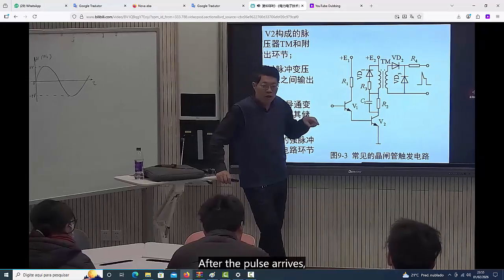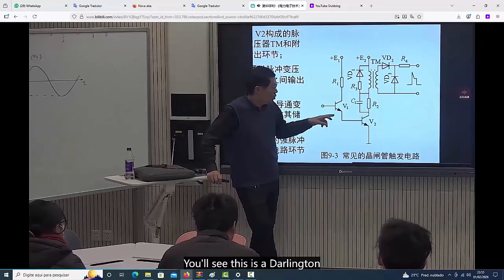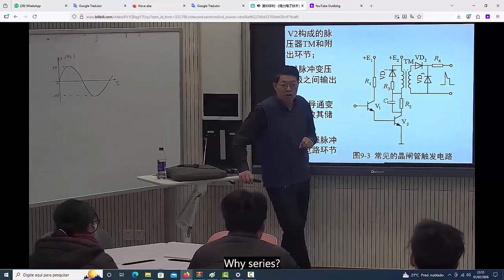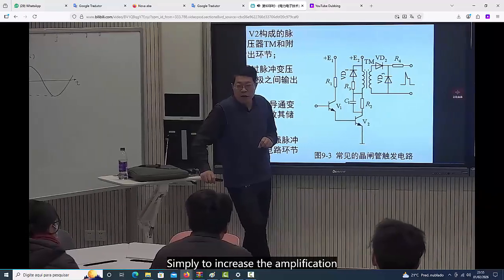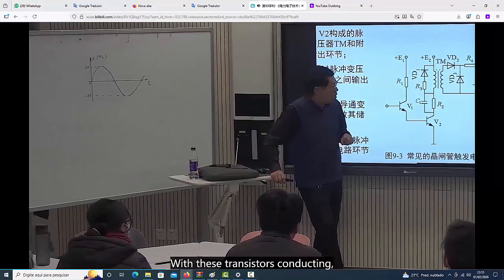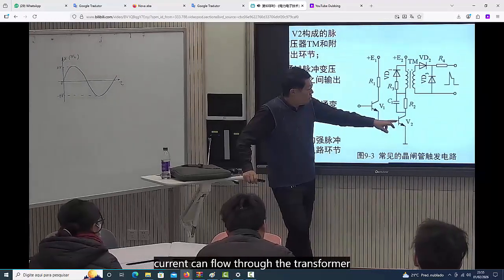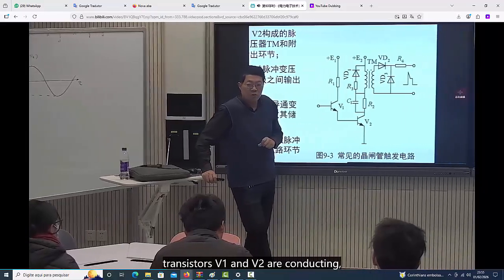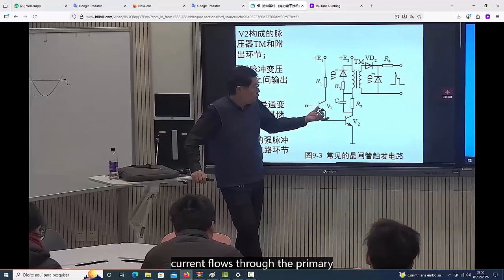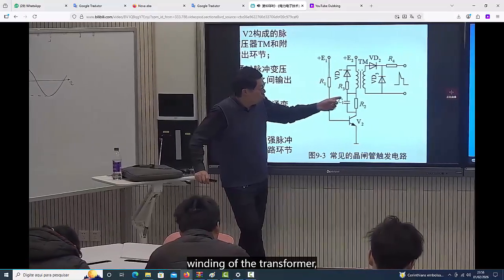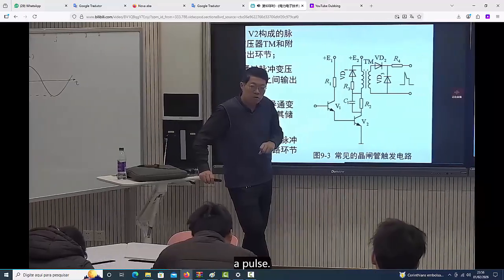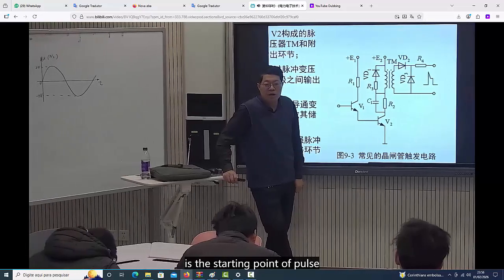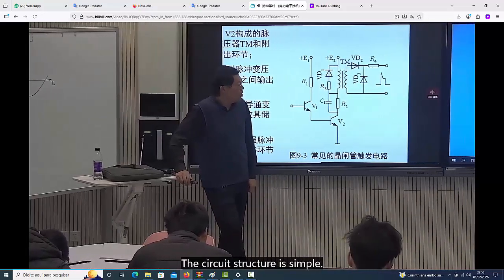After the pulse arrives, it passes through two transistors. You'll see this is a Darlington transistor structure, connected in series. Why series? Simply to increase the amplification current. With these transistors conducting, current can flow through the transformer windings sequentially. This means that only when the front-end transistors V1 and V2 are conducting, current flows through the primary winding of the transformer, and the secondary winding will generate a pulse. The moment these two transistors conduct is the starting point of pulse transmission. The circuit structure is simple.